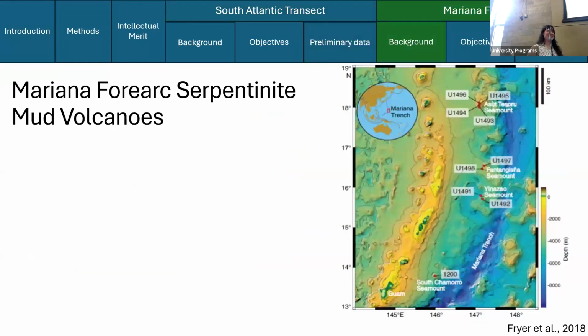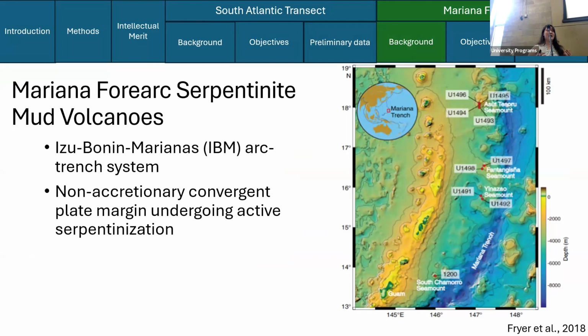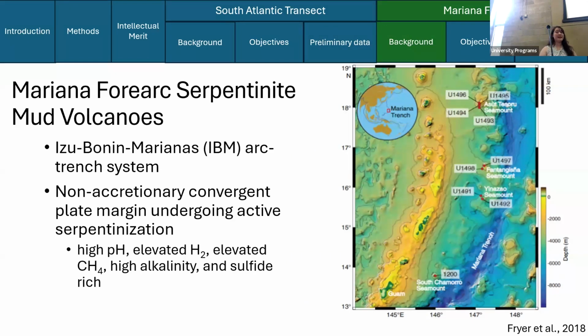And going on to my second site, Mariana Forearc serpentinite mud volcanoes. So this system is part of the Izu-Bonin-Mariana Arc-Trench system. It is a non-accretionary convergent plate margin that is undergoing active serpentinization, which is a water-rock reaction that produces high pH fluids elevated in hydrogen and methane. It has high alkalinity and is very sulfide rich. And when we're talking high pH fluids, these fluids are 11 to 12.5, so extremely high pH.